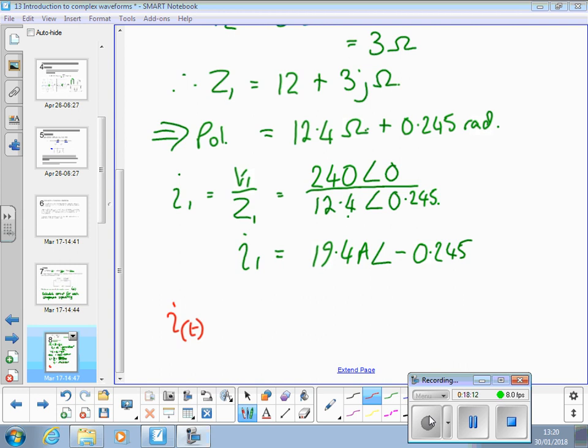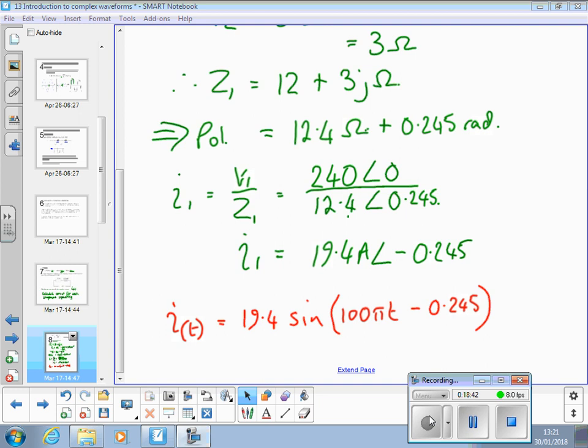The first component of that is going to be 19.4 peak amplitude, sine 100 pi t, same frequency as the voltage, but minus 0.245 radians for the phase difference between voltage and current. Everyone happy with that?